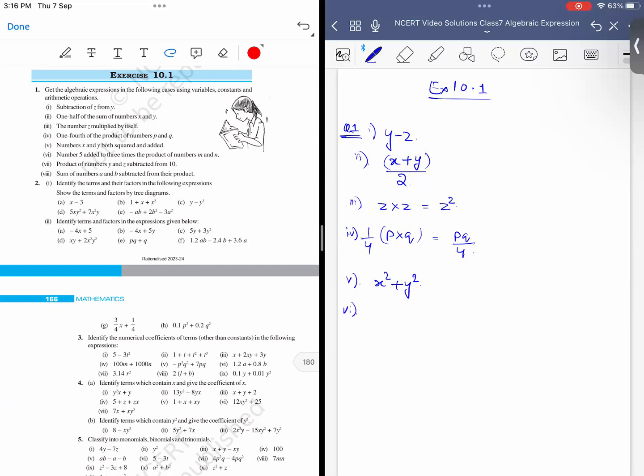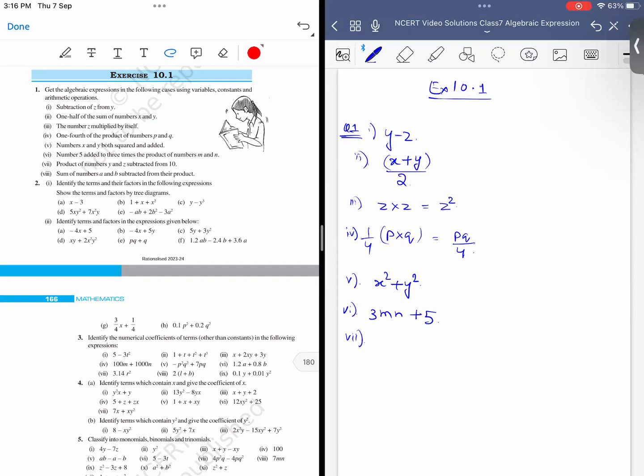Question 6. Number 5 added to 3 times the product of numbers m and n. So the product of m and n is mn, and it's 3 times. That means 3mn. And what is added? 5. 3mn plus 5.